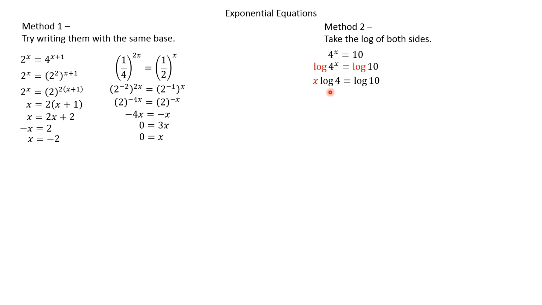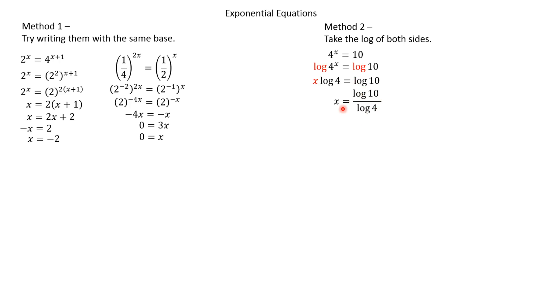Log 4 is just a number. Log 10 is just a number. In fact, log 10 equals 1, but it doesn't have to be a nice number. These are both numbers. We have a number times x equals a number. How do we get x by itself if we have a number times x? We're going to divide by that. Well, the number is log 4, so divide by log 4.